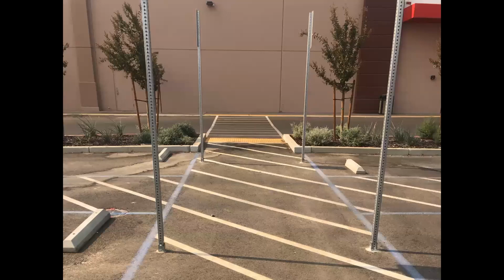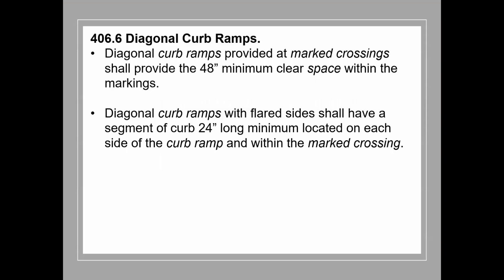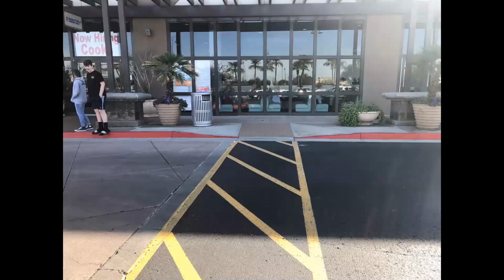Here's a marked crossing from an accessible parking space to the accessible entrance to the building. In section 406.5, it says diagonal curb ramps provided at marked crossings shall provide the 48-inch minimum clear space within the markings, and diagonal curb ramps with flared sides shall have a segment of curb 24 inches long minimum located on each side of the curb ramp and within the marked crossing. But again, it doesn't tell us where or when the marked crossing is required. Another marked crossing across the driveway.